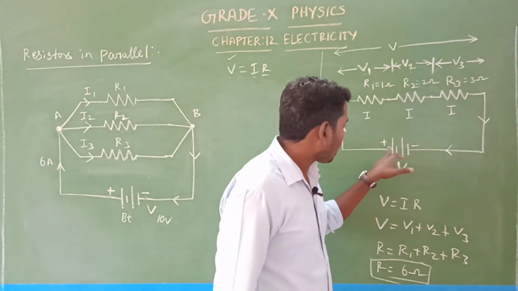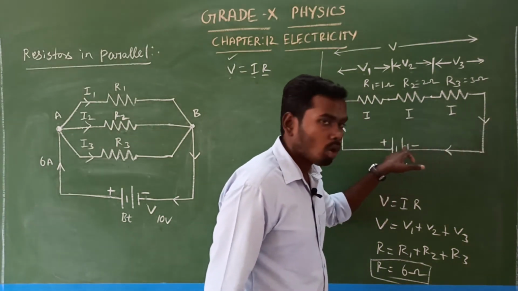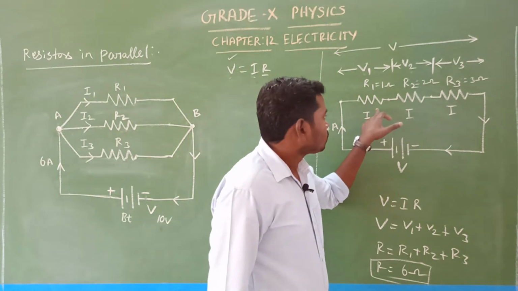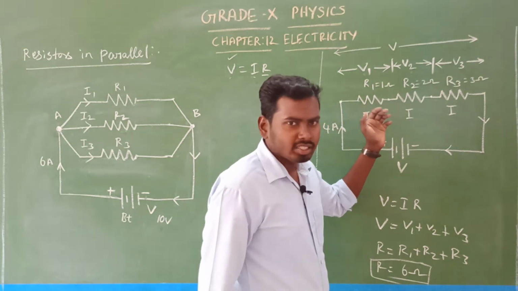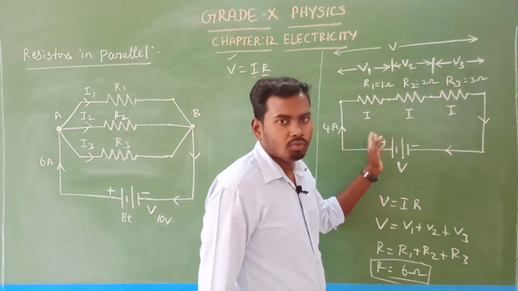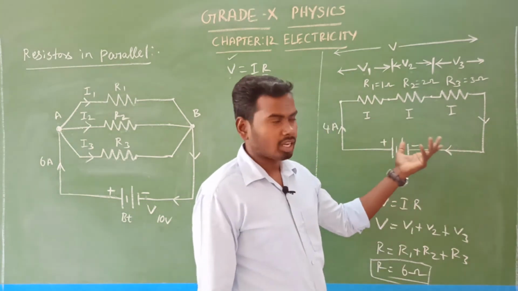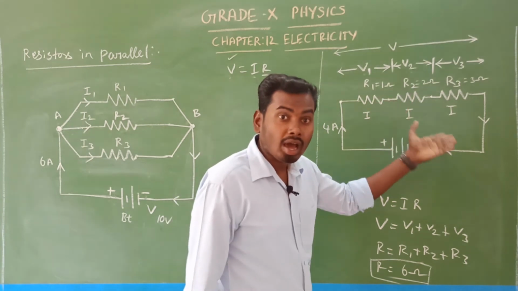Current always flows from the positive terminal to the negative terminal. This is one cycle. There is only one path for current flowing. So in series combination, the same amount of current flows through all the resistors. That is the reason why in series combination current remains the same.